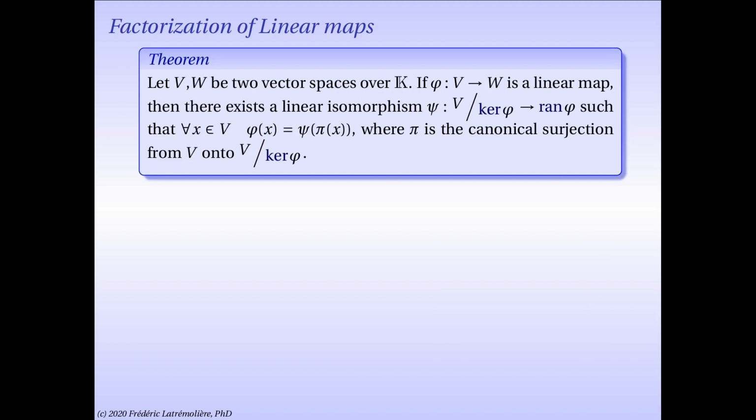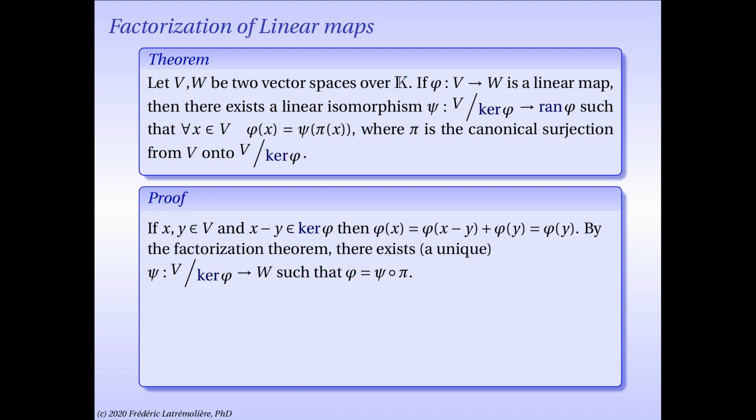So we can conclude with a factorization theorem for linear maps. If V and W are two vector spaces over K, and if phi is a linear map from V to W, then there exists a linear isomorphism, psi, from the quotient of V by the kernel of phi onto the range of phi, such that for any vector x in V, phi of x is psi of the equivalence class of x.